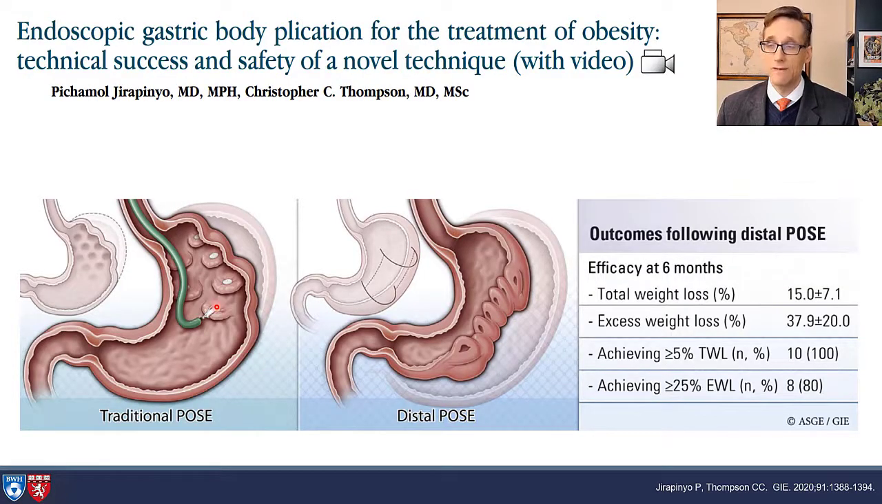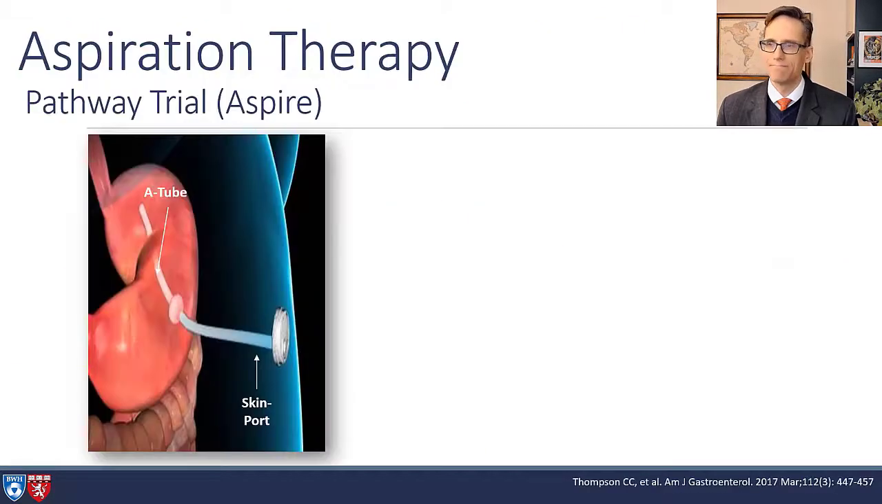So we've since modified this, and again, this is a report of first man work looking at plicating the body of the stomach instead of the fundus in traditional POSE. We work on the body in this distal POSE technique, POSE 2.0. There's various things you can call this. And with this procedure, we're getting much better results, 15% total weight loss, and we have more people achieving those results as well. So larger studies underway for this technique.